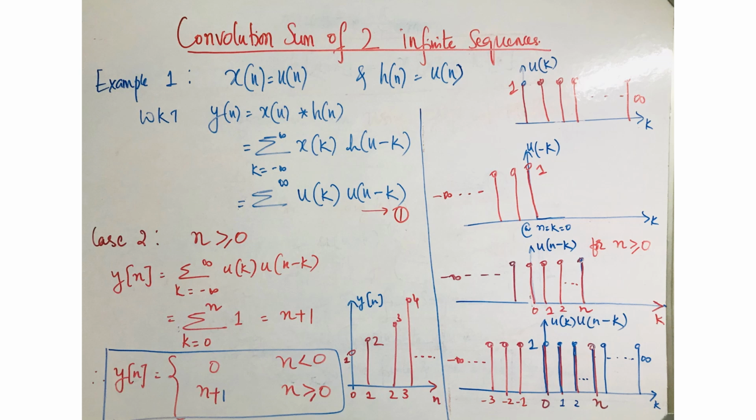N plus 1. So that means the convolution sum y of n is 0 for n less than 0 and n plus 1 for n greater than or equal to 0. So that means the convolution y of n exists from 0 to infinity, and which is equal to n plus 1. When you simplify for different values of n, you will get a ramp signal like this.